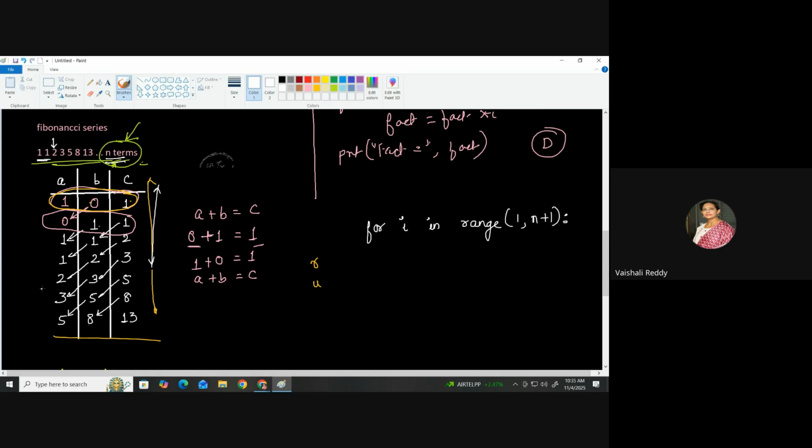Now, when we did the backtracking, we came to know that A should start from 1. So that is why I am saying A is equal to 1. B should start from 0. So this part is also clear. Janvi and Muskan?